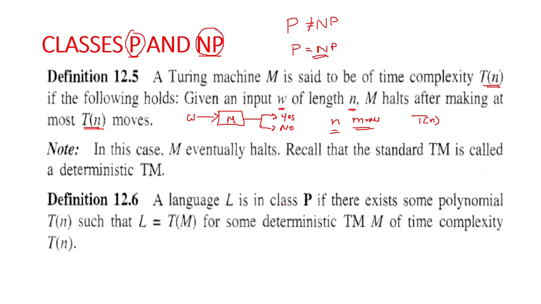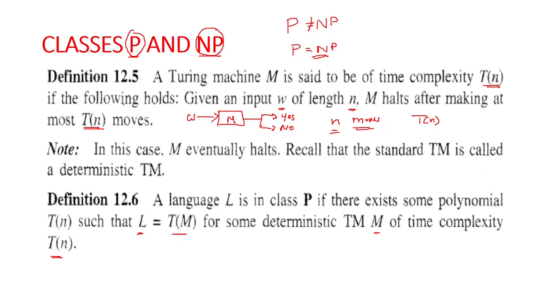A language L is of class P if there exists some polynomial T(n) such that the language is equal to L(M) for some deterministic Turing machine M of time complexity T(n). Okay, so this is about the definitions with respect to the classes P and NP.